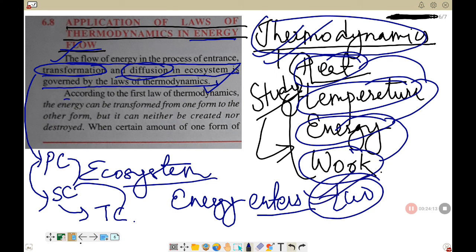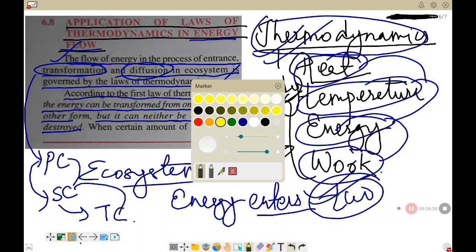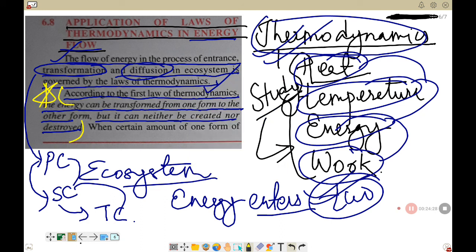Okay, so according to the first law of thermodynamics, energy can be transferred from one form to the other form, but it can neither be created nor destroyed. So you can underline this and put a star mark here. The first law, okay, you can rub this from here. The first law of thermodynamics, what does it say?